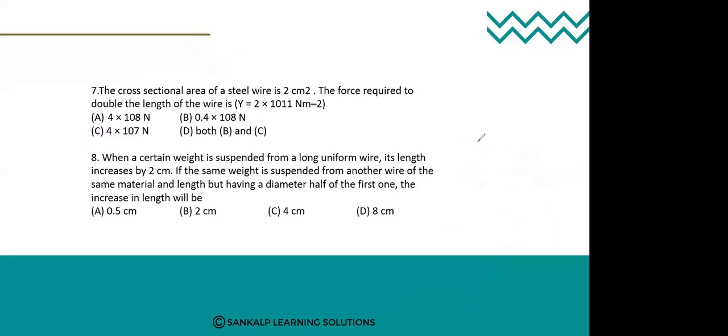See, what they are asking in the question here, students. When a certain weight is suspended from a long uniform wire, you can imagine the wire. So some weight is suspended from that, and whatever the original length is, its length increases by 2 centimeter. If the same weight is suspended from another wire of the same material and length, but having a diameter half of the first one, so if the diameter of the first wire is d, the diameter of the second wire is d by 2. The increase in the length will be 0.5 centimeter, 2 centimeter, 4 centimeter, 8 centimeter.